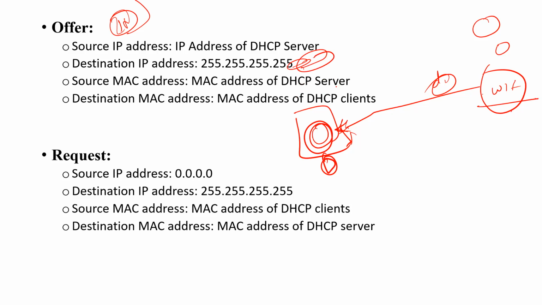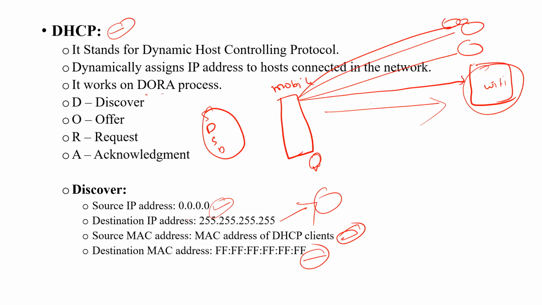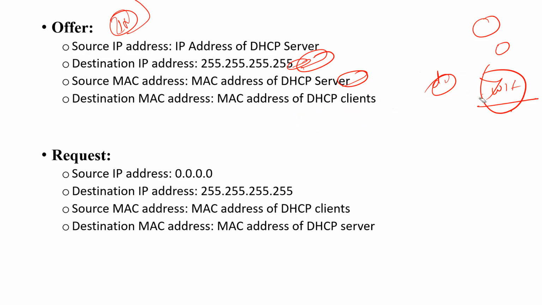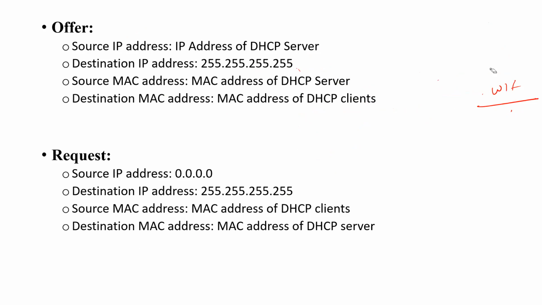The source MAC address is the MAC address of the DHCP server. The destination MAC address is taken from the request it received, which carried the client's source MAC address. So it will send the offer message only to the specific DHCP client, that is the mobile. That is called the offer message.